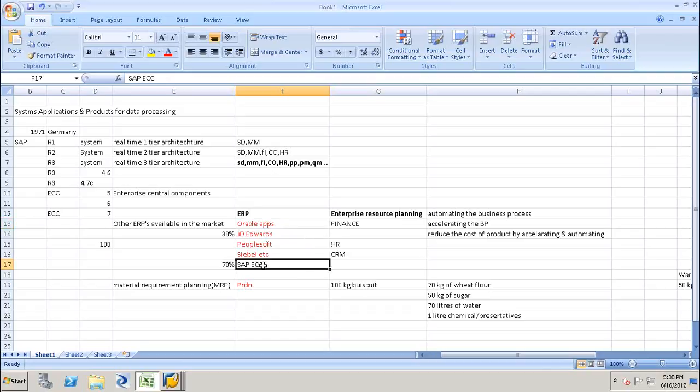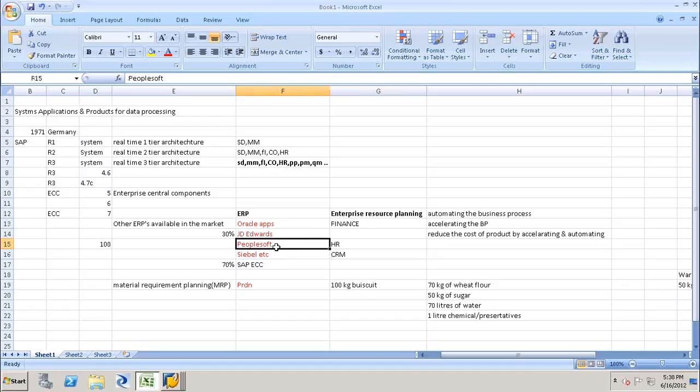In SAP ECC, it was successfully implemented. In Oracle Apps, they tried that integration, but it was not successful. When we talk about only one business process called finance, this is the best one, no doubt about it. Similarly for HR and CRM, there are PeopleSoft and Siebel.